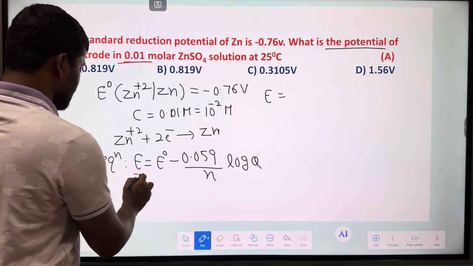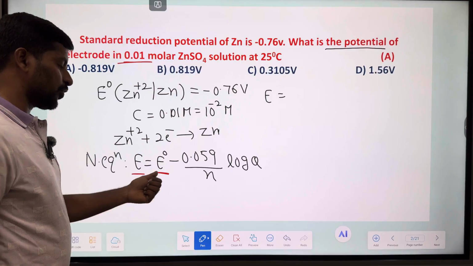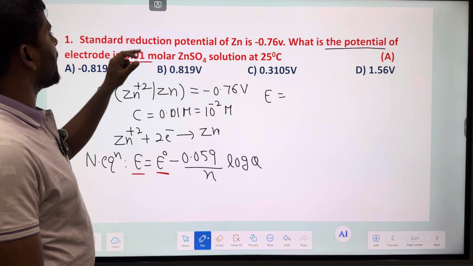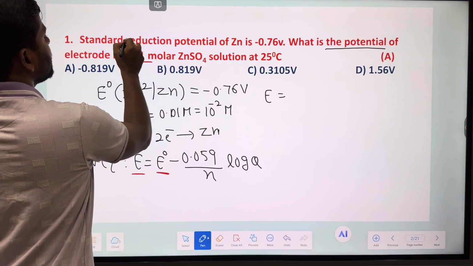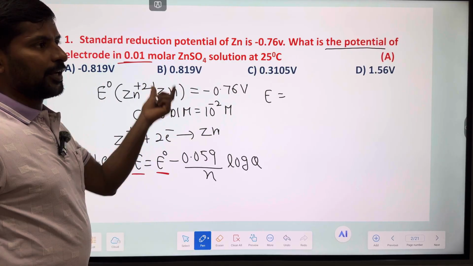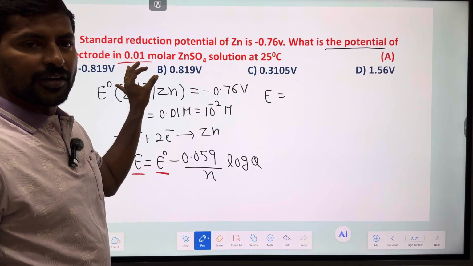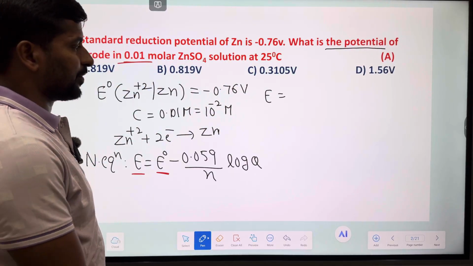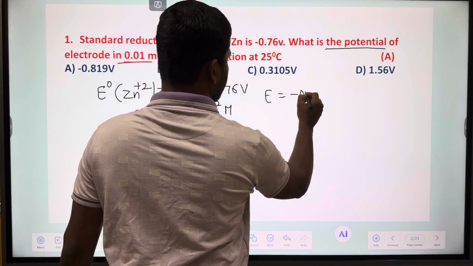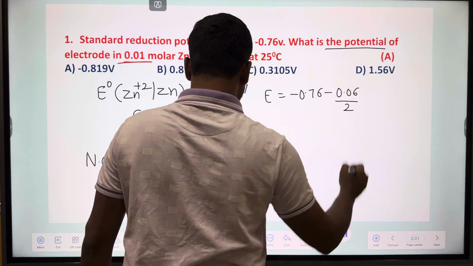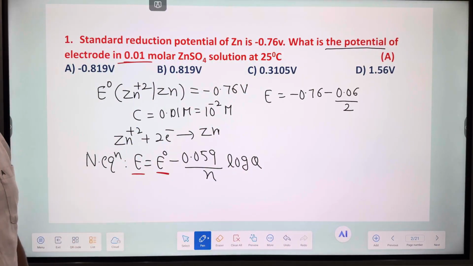Here we are calculating reduction potential, so here also we have to substitute the standard reduction potential. If they have given the standard oxidation potential, then we have to change the sign. If they have given standard oxidation potential plus 0.76, then the standard reduction potential is minus 0.76. So minus 0.76 minus 0.059, nearly we can write as 0.06.